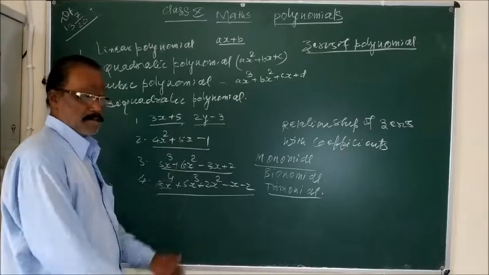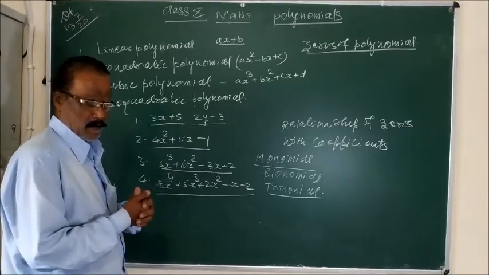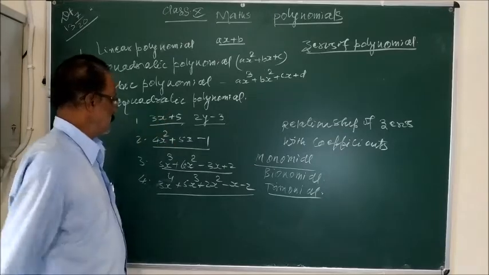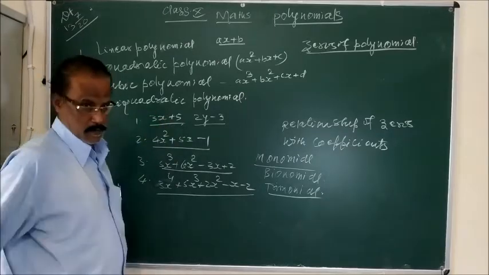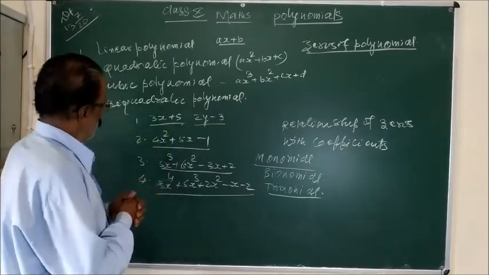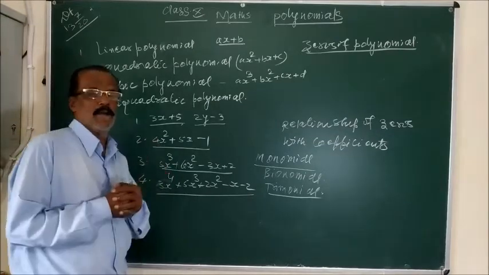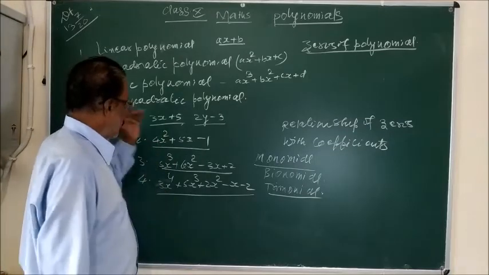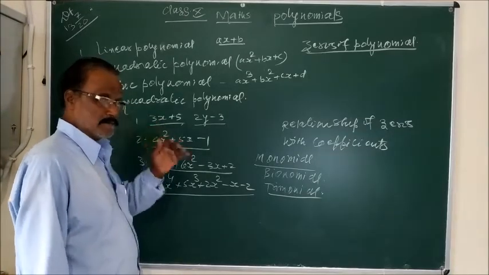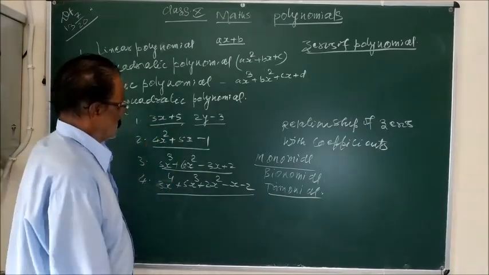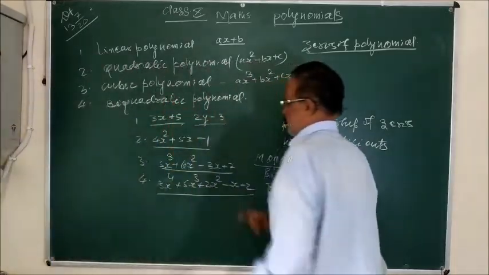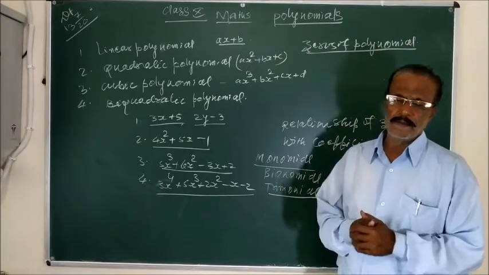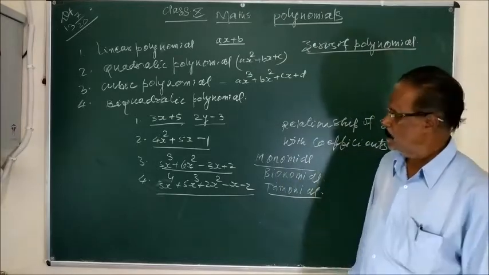Polynomials may have 2 variables or maybe 1. Suppose this is 3x plus 5. Number of terms is 2. But if I ask you, what is the degree of this polynomial? Degree means the maximum power of the variable. The maximum power of the variable of any polynomial is called the degree of the polynomial.